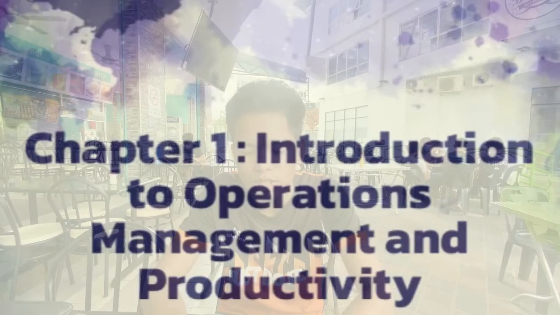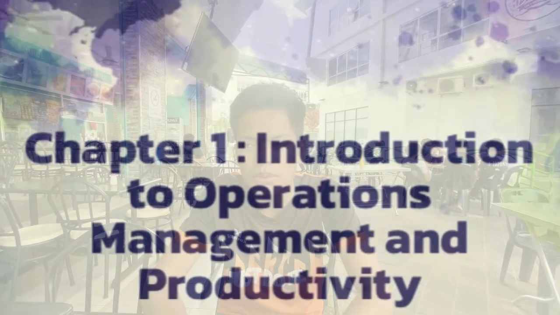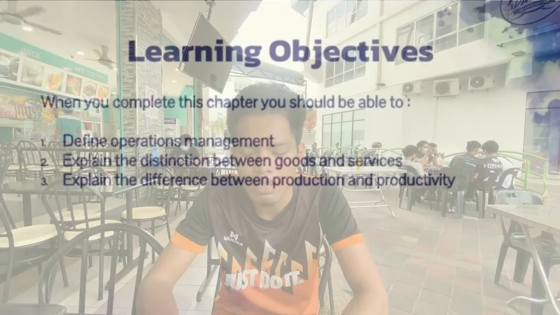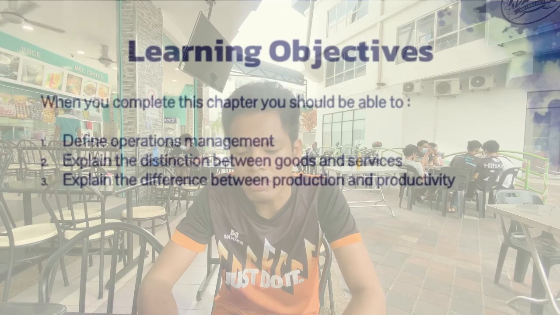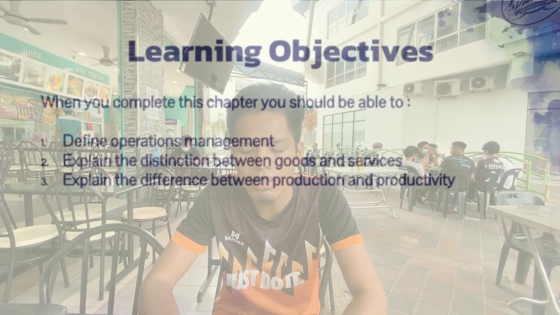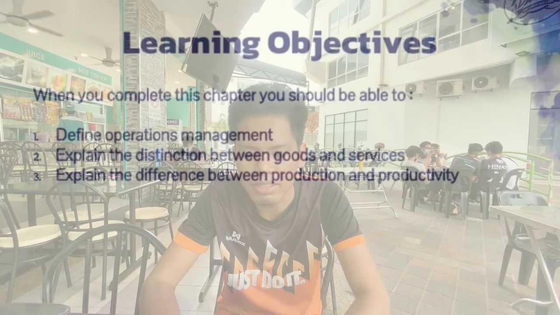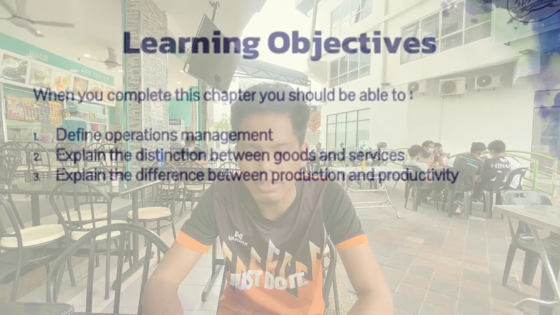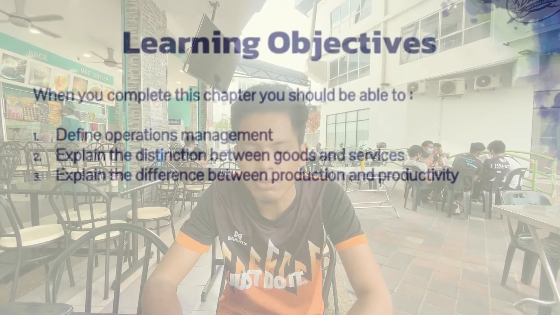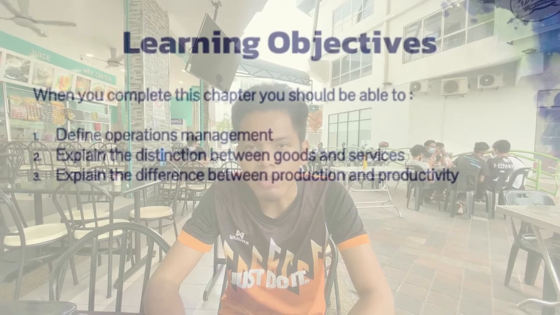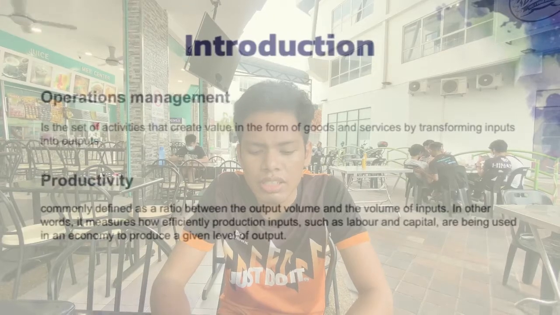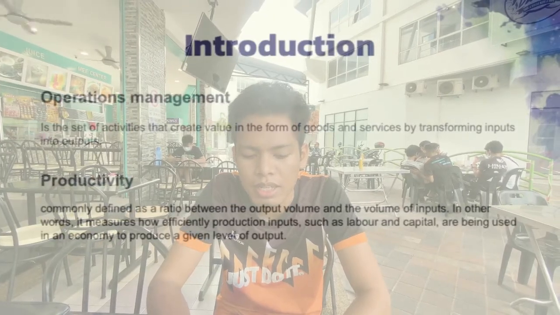My part is chapter 1. I chose this chapter, which is introduction to operation management and productivity. Okay, next slide. This slide is the learning objective. When you complete this chapter, you shall be able to, number one, define operation management. Second, explain the distinction between goods and services. Third, explain the difference between production and productivity.